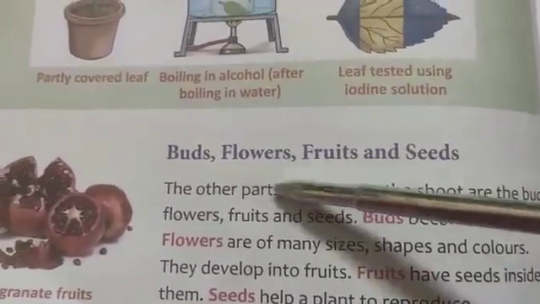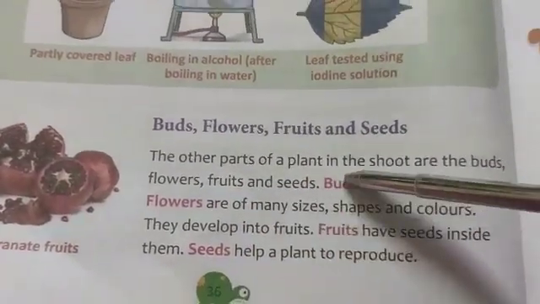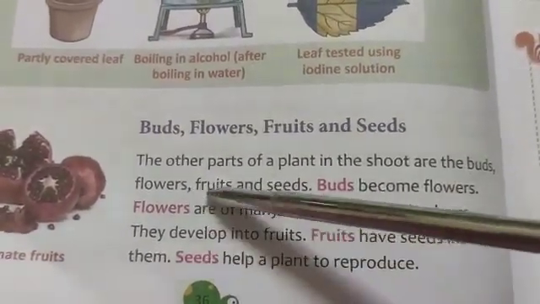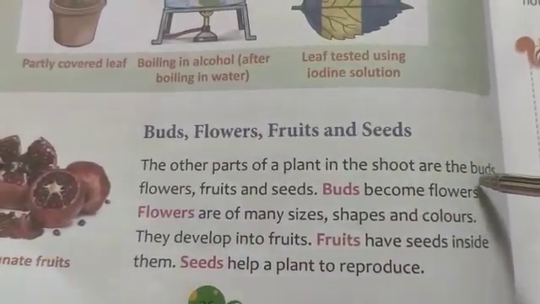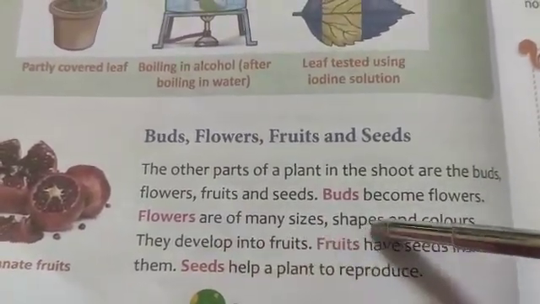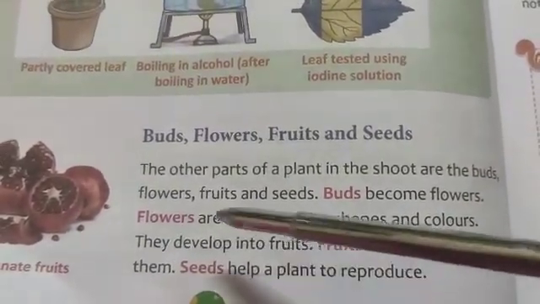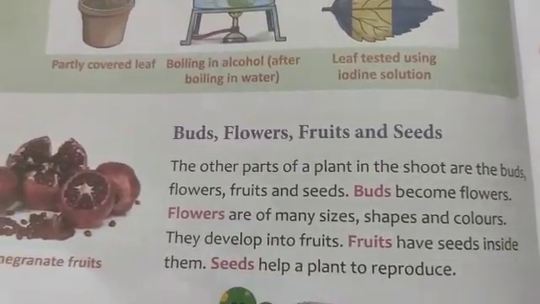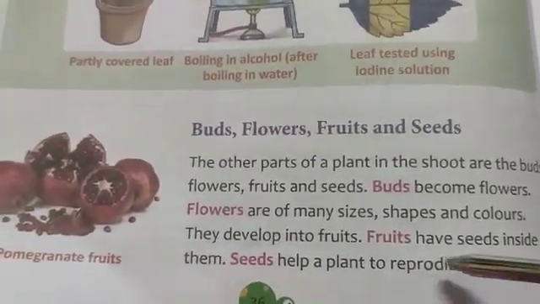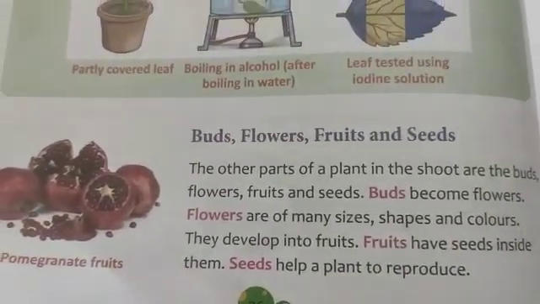Now let us learn about the buds, flowers, fruits and seeds. The other parts of the plant in the shoot are the buds, flowers, fruits and seeds. Buds become flowers. Flowers are of many sizes, shapes and colors. They develop into fruits. So flowers change into fruits. Fruits have seeds inside them. Seeds help a plant to reproduce. From that a new plant will grow.